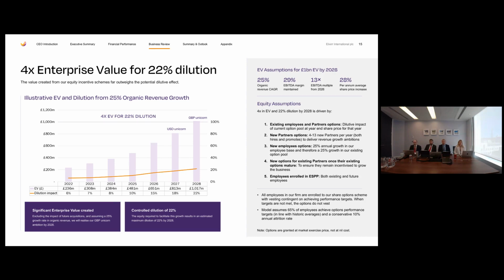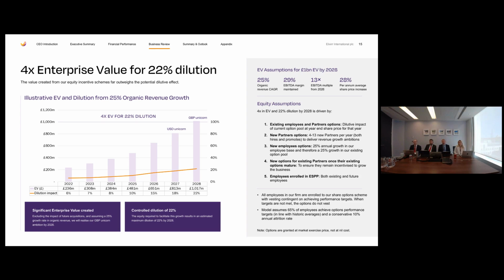We then modelled all of the existing option pool that the current partner team and employee team have, and the options that we would grant to future employees, both new partners, four in the near years, growing to 13 partners per year in the outer years, and new employees as we grow the business and the employee base by 25% per year in line with revenue.